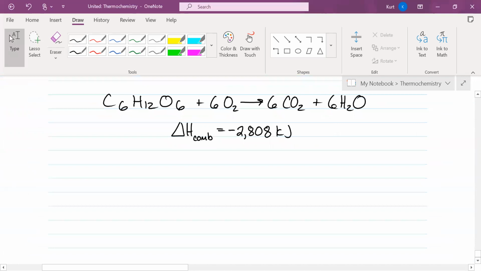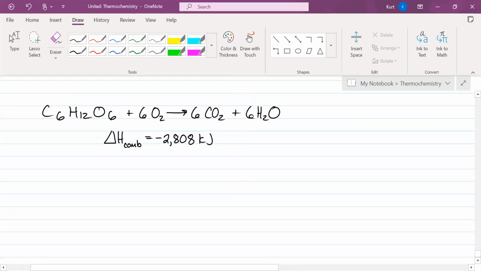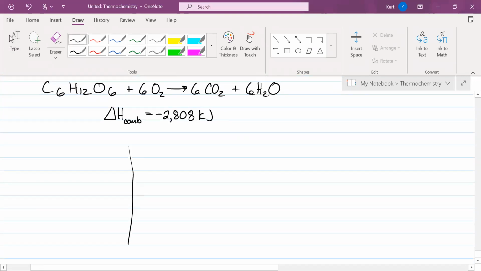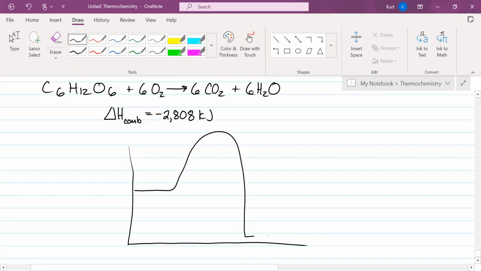So if I actually drew this as, oops, where'd it go? There we go. If I drew this as a graph, it will look like this. You ready? Check this out. That's obviously exothermic. Here is C6H12O6 plus 6O2. Down here, we're going to say 6 CO2 plus 6 H2O.